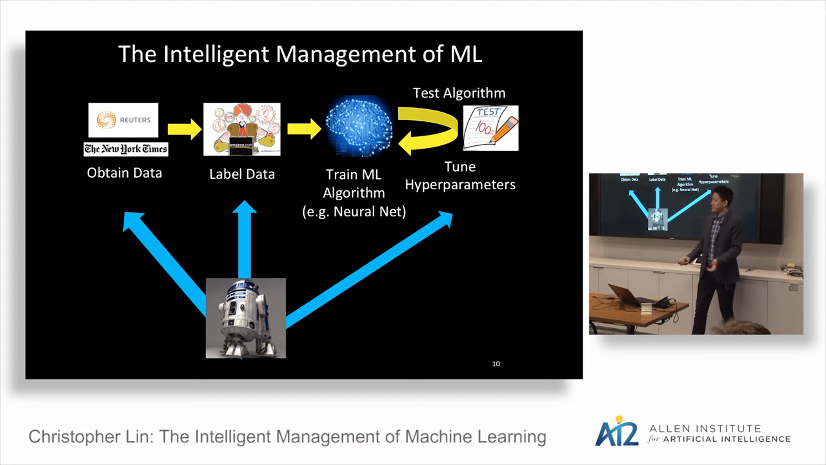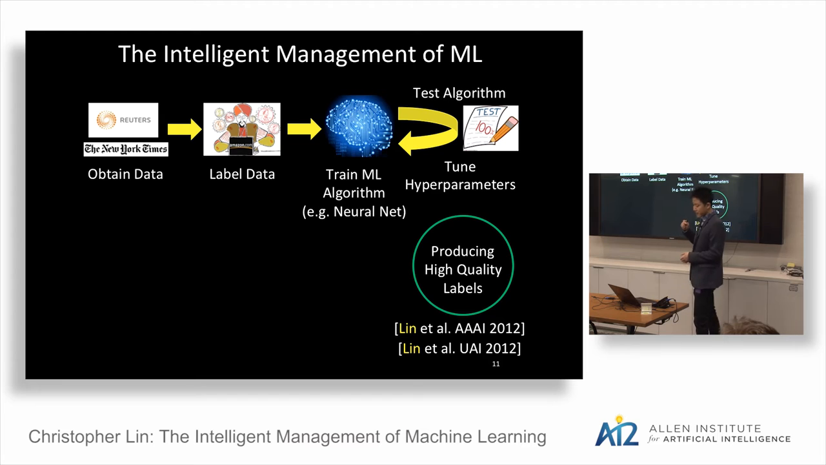So now that I've hopefully convinced you that the intelligent management of machine learning is important, I want to give you a very broad overview of my dissertation. The first part of my dissertation looks at how to intelligently produce high-quality labels. High-quality labels are incredibly important for the very last part of the machine learning pipeline, or when you just want things to be labeled very cleanly. While I don't want to get into the details about this work, I do want to at least give you a flavor of the problems that we solved here.